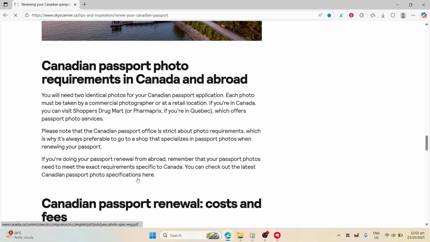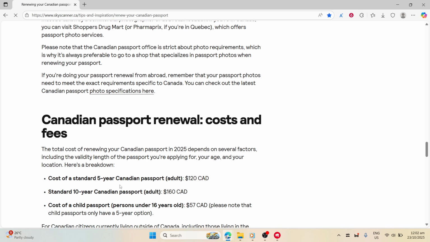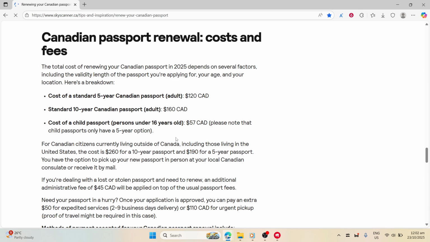Budgeting for your renewal is essential. A 5-year adult passport will set you back $120 CAD, while a 10-year one costs $160 CAD. Child passports limited to 5 years are priced at $57 CAD. Outside of Canada and in the US, adults will pay $260 for 10 years and $190 for 5.